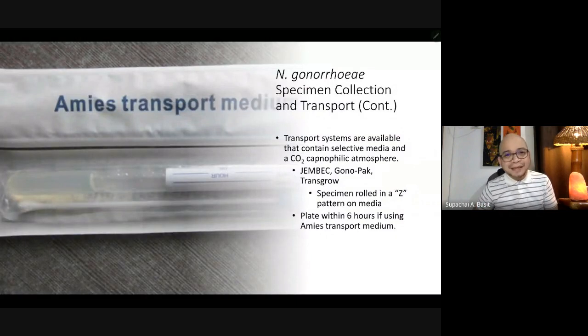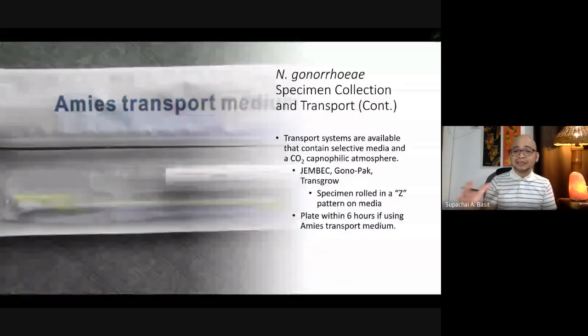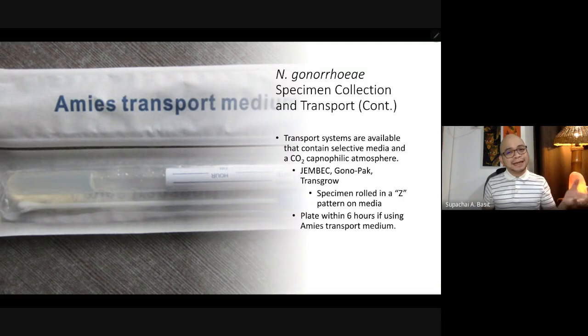If the specimen is to be sent out to the laboratory, we should use a transport medium. Transport systems are available that contain selective media and CO2 at the same time. One of them is the Gembec, Gonoblock, or Transgrow. The specimen is rolled in a Z pattern on the media. Later I'll show you the picture. If you cannot plate it and it has to be sent to a remote laboratory, Amies medium can be utilized. This is the swab, and after you have collected the specimen, you place the swab here in Amies transport medium.